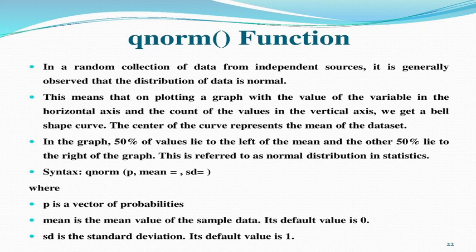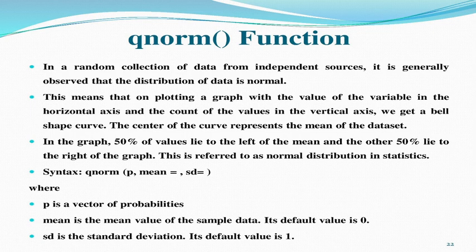The center of the curve represents the mean of the data set. In the graph, 50% of the values lie to the left of the mean and the other 50% lie to the right of the graph. This is referred to as normal distribution statistics.